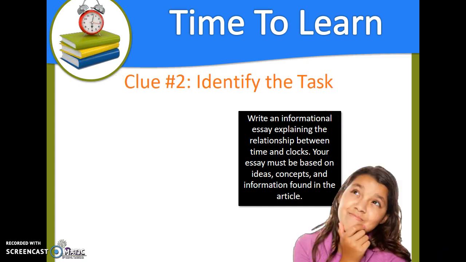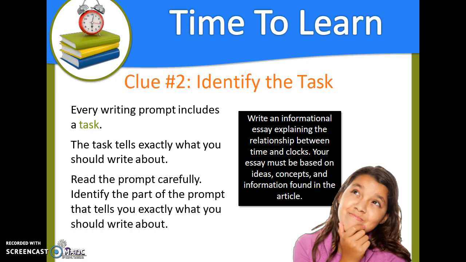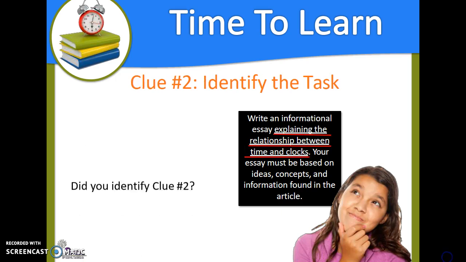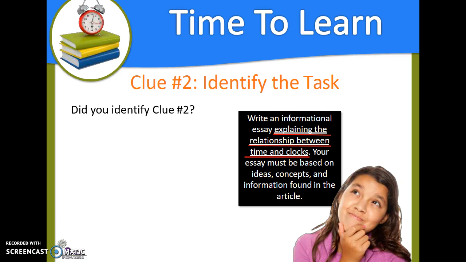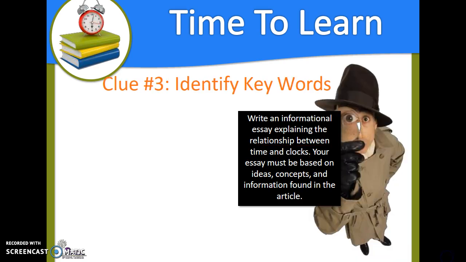Clue number 2, identify the task. Every writing prompt includes a task. The task tells exactly what you should write about. Read the prompt carefully. Identify the part of the prompt that tells you exactly what you should write about. Explaining the relationship between time and clocks. Did you identify clue number 2? The writer's task is to explain the relationship between time and clocks.